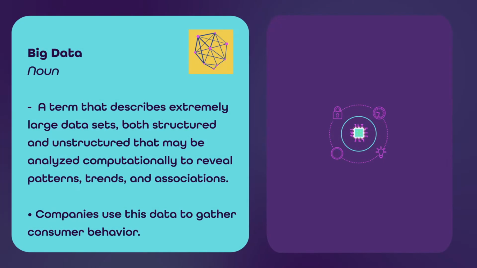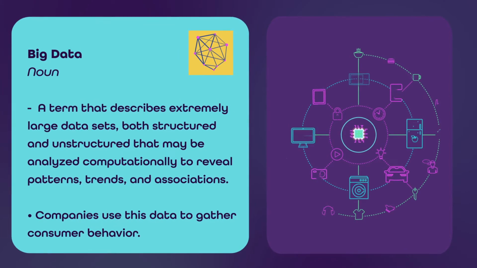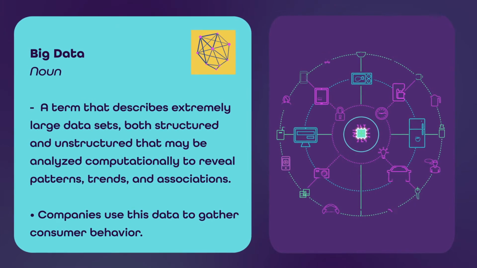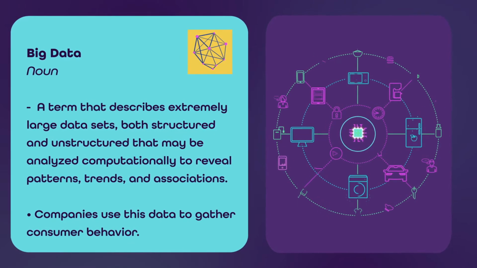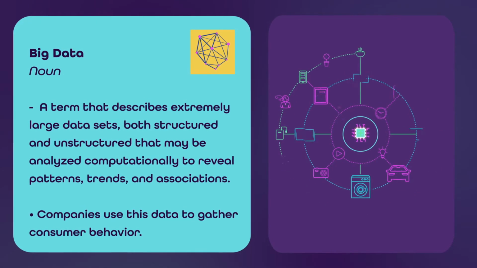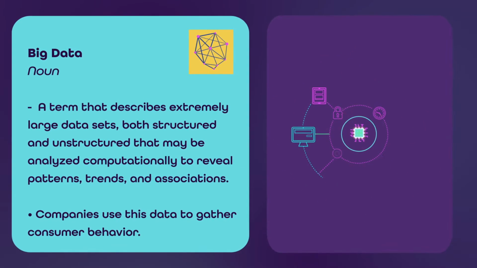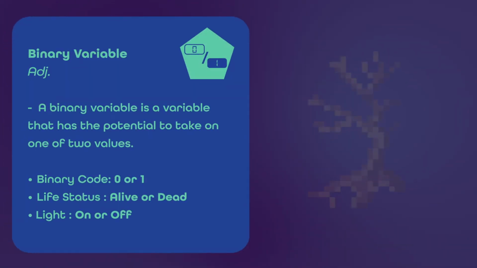Third, big data, a term that describes extremely large datasets, both structured and unstructured, that may be analyzed computationally to reveal patterns, trends, and associations. Big data is important because companies use this massive data to generate insights and business strategies based on human behavior and interactions. Fourth, binary variables.